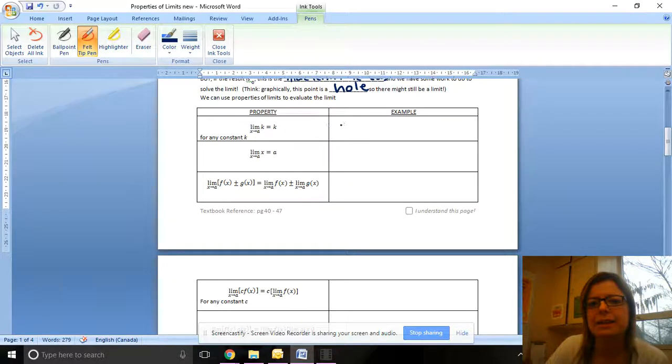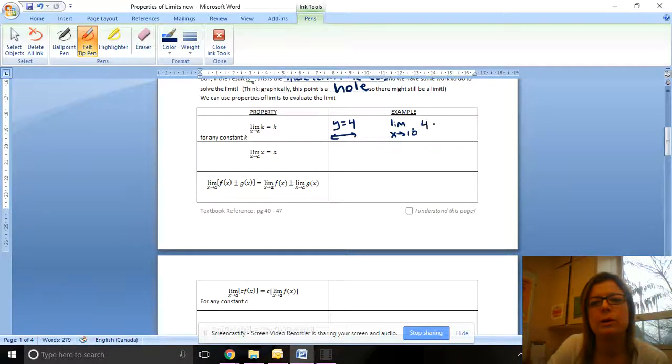Okay, so think about it. That's just a horizontal line at y equals 4. So no matter what x value you have, that limit will still be 4, because no matter what x value you're approaching, your y value is always 4. So we could say the limit as x approaches, I don't know, 10 of 4 is still 4. When x is approaching 10 from either side, y is approaching 4.